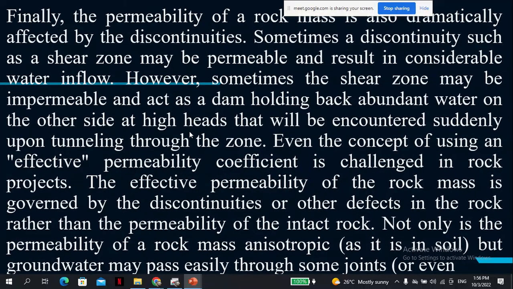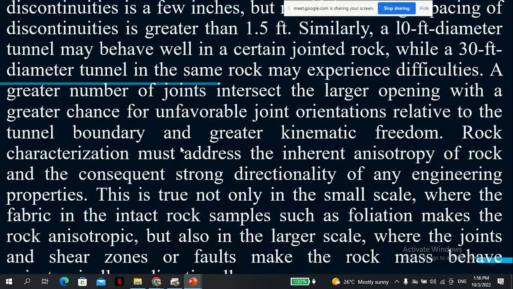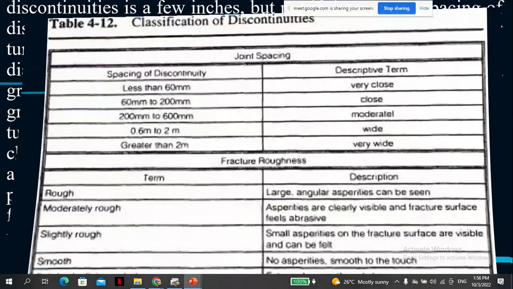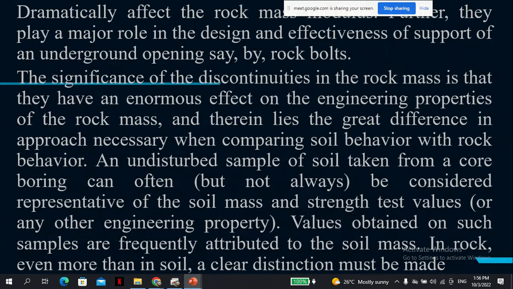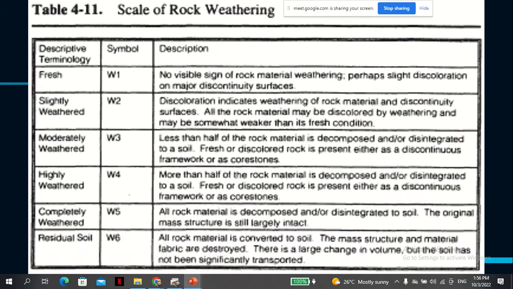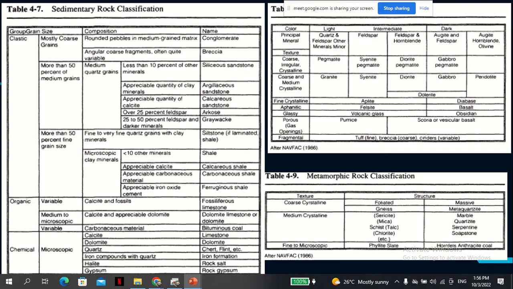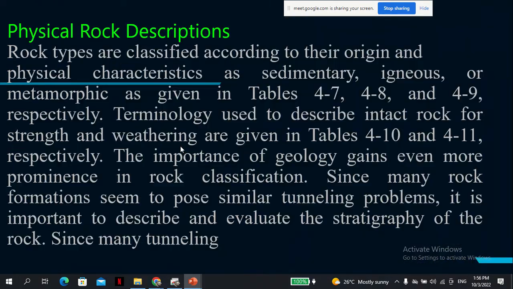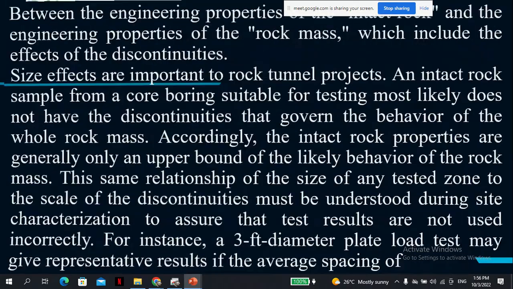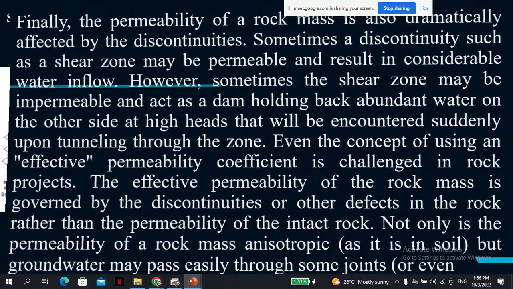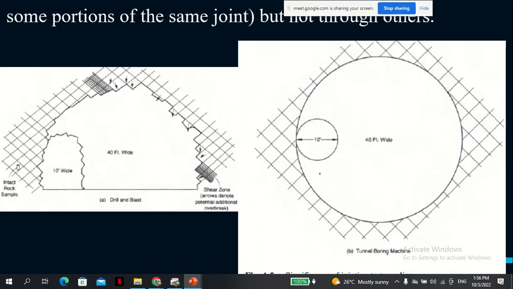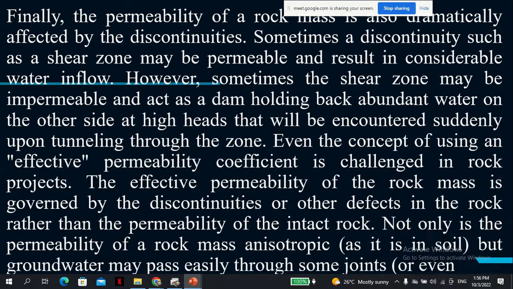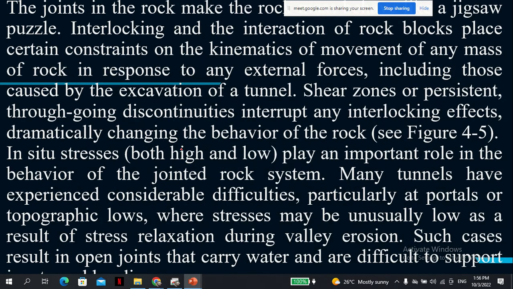So the figures we were talking about. I think I need to show you the figures first. So figure 405 that we had explained. Sorry, this is the figure. What did we say about the figure? The interlocking effects dramatically changing the behavior of the rock.